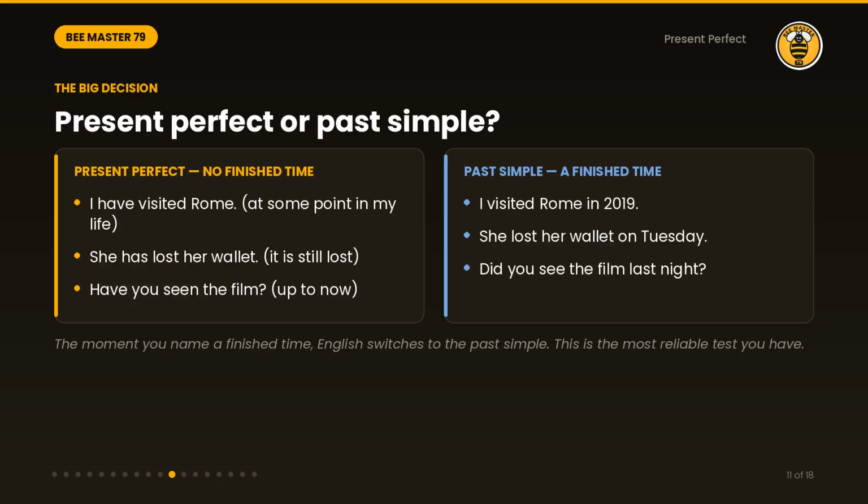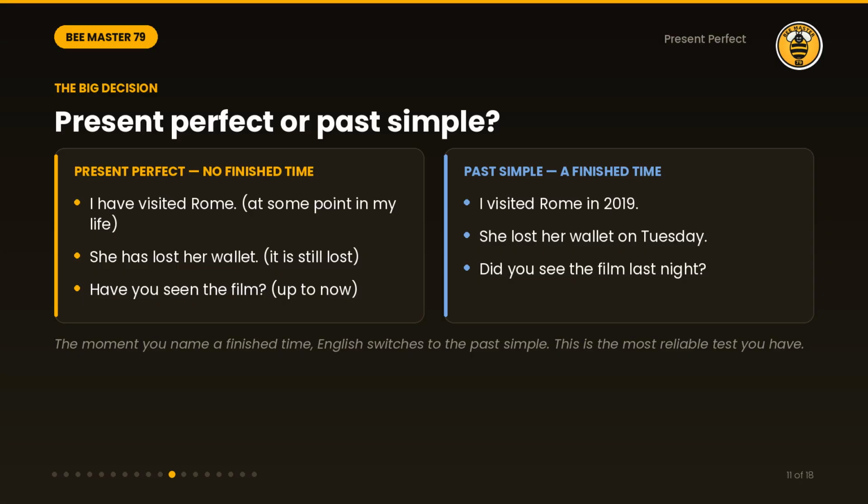Now the decision that causes the most trouble, present perfect or past simple. Compare these pairs. I have visited Rome. I visited Rome in 2019. She has lost her wallet. She lost her wallet on Tuesday. Have you seen the film? Did you see the film last night?